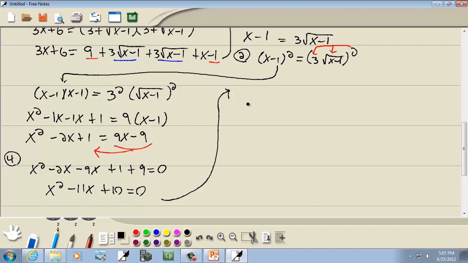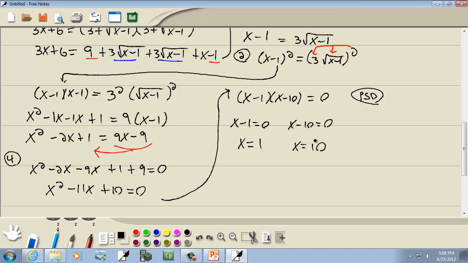Zero factor property. This is the PSD method. X squared x, no number in front of the x squared. This factors as x minus 1 times x minus 10 equals 0. Zero factor property. You get 0 on one side, you factor the other side, set each factor equal to 0. So set x minus 1 equal to 0, and x minus 10 equals 0. And then we solve those, and we get x equals 1, and we get x equals 10.